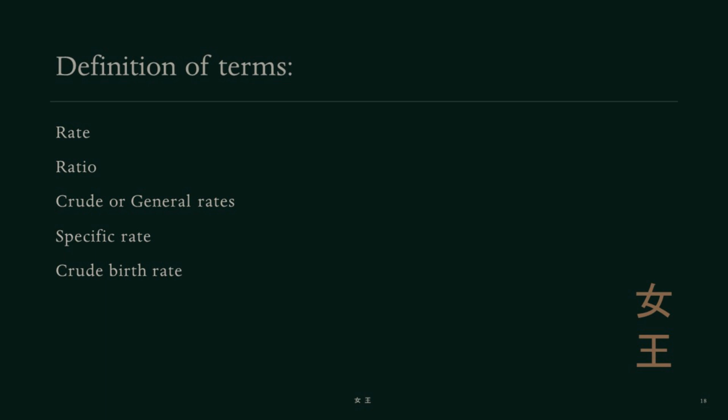Crude or general rates refer to the total living population; it must be presumed that the total population was exposed to the risk of the occurrence of the event. Specific rate is the relationship for a specific population class or group. It limits the occurrence of the event to the portion of the population definitely exposed to it. See on the next slides the different formulas.